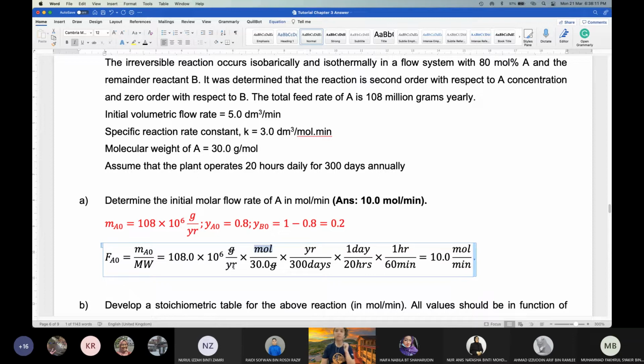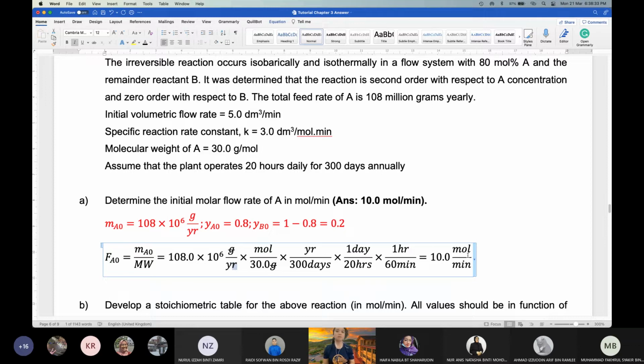So the mole part is already correct. I already got the mole, because my ultimate answer must be in mole per minute. The mole part is okay, but the time is not yet, because my time now is in year. But my final answer must be in minute. So I must convert year to minute.